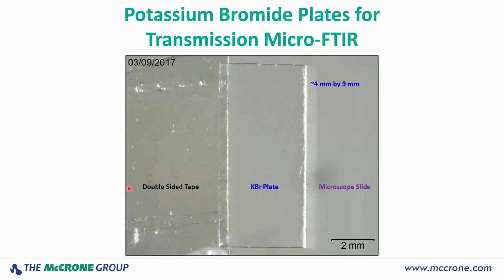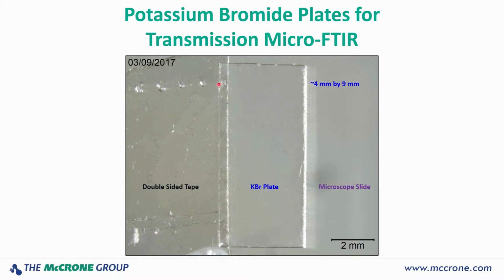The vast majority of work that we do here on all of our small particles is done by transmission Micro-FTIR. We make our own KBr plates. That's what you're looking at here. We buy large blocks of KBr, and they're cleaved. I believe the instructions for this are also on the website. They're 1 to 2 millimeters thick. This plate happens to be about 4 millimeters wide by 9 millimeters long. That's just a function of how your crystal cleaves and being large enough to span your sampling device.